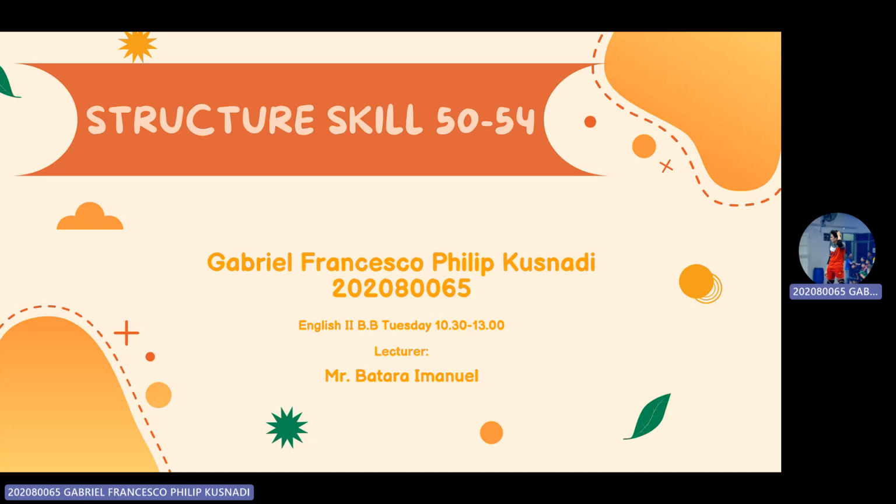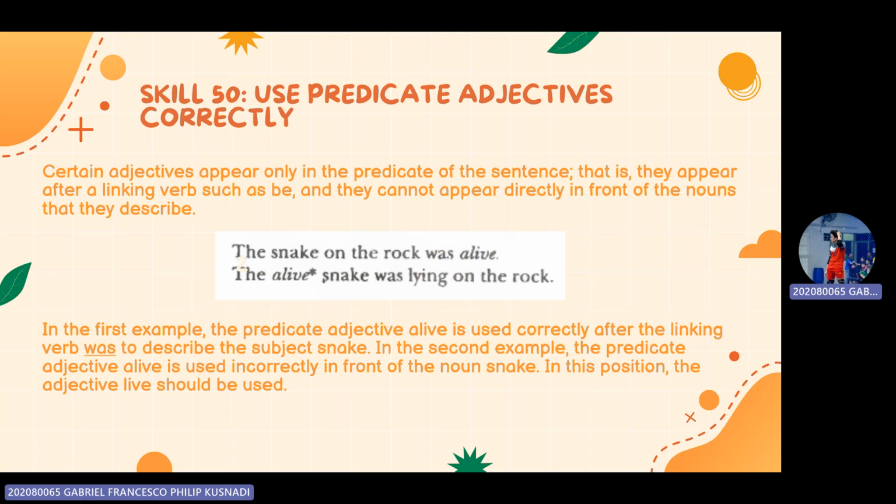Today I will present to you structure scale 50 to 54. First is scale 50, use predicate adjectives correctly. Certain adjectives appear only in the predicate of the sentence. That is, they appear after a linking verb such as be, and they cannot appear directly in front of the nouns that they describe. For example, the snake on the rock was alive.